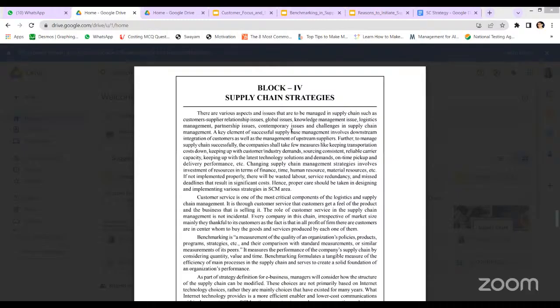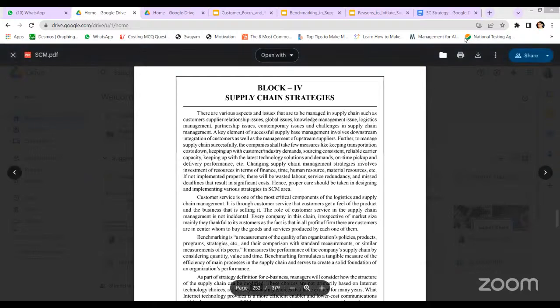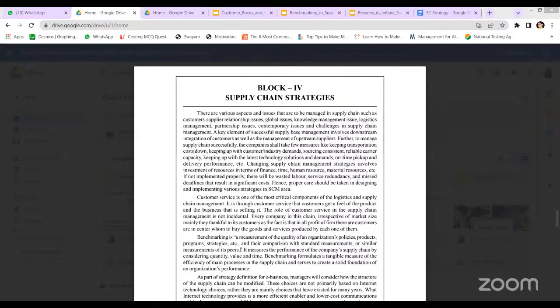In today's class, we are going to deal with supply chain strategies, the fourth block. What are supply chain strategies, and how to deal with them? Why is this included in your curriculum? The one who wants to be in operations management needs to understand there are various strategies at various levels that are required to be applied or implemented for the responsiveness and effective, efficient performance of the supply chain operations.